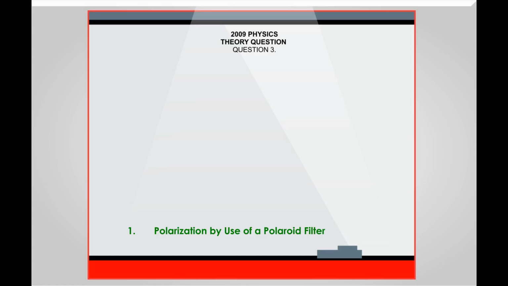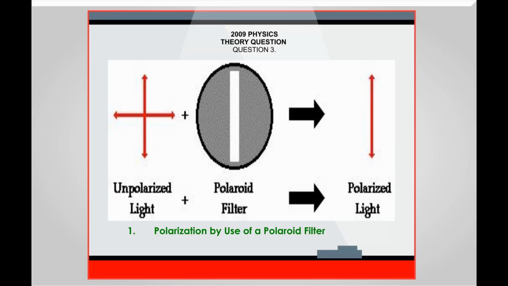When unpolarized light is transmitted through a polaroid filter, it emerges with one half the intensity with vibrations in a single plane. It emerges as polarized light. You can see the diagram.